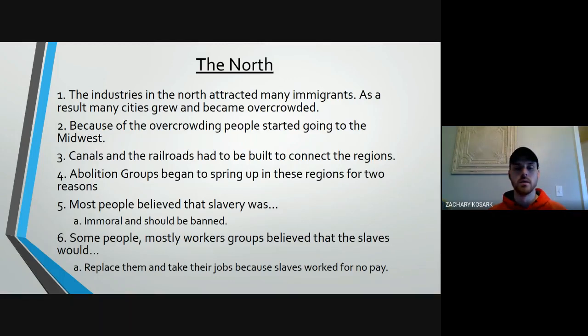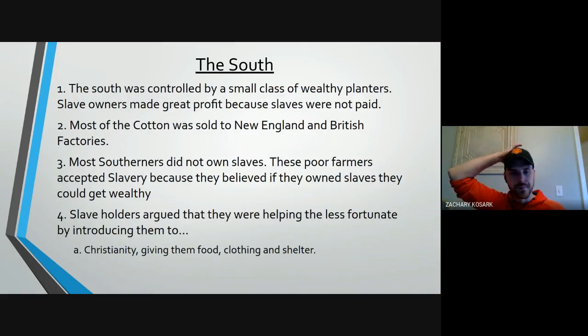Some people in the North wanted to keep slavery going. They worried that if slavery was banned, all of those slaves would need jobs, and they would come into the factories, work for less money, and replace the people already working there. So some people felt slavery is just not right and should not exist, and others were worried that if slavery went away, the African Americans who were previously enslaved would come in and take jobs from the people already working in the factories. In the South, it's a very different situation.